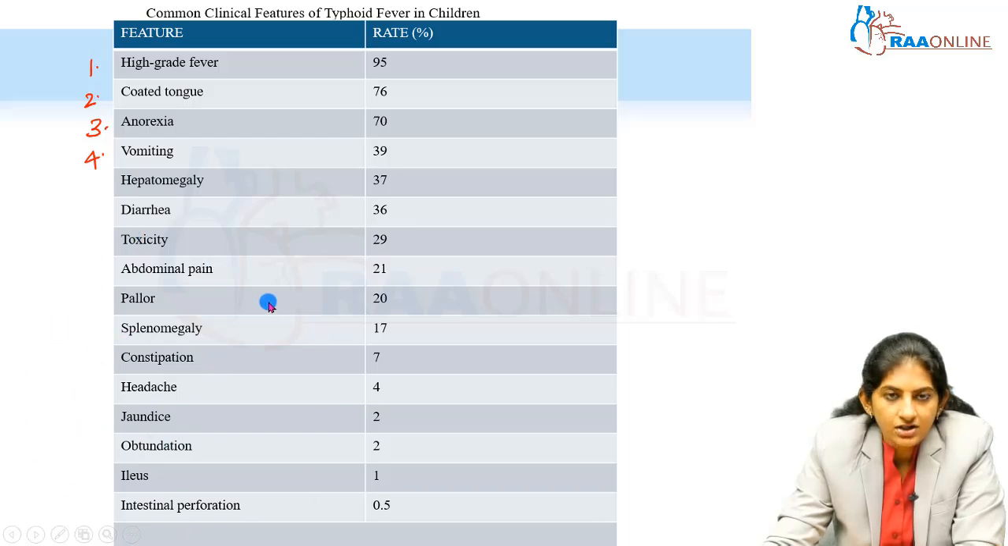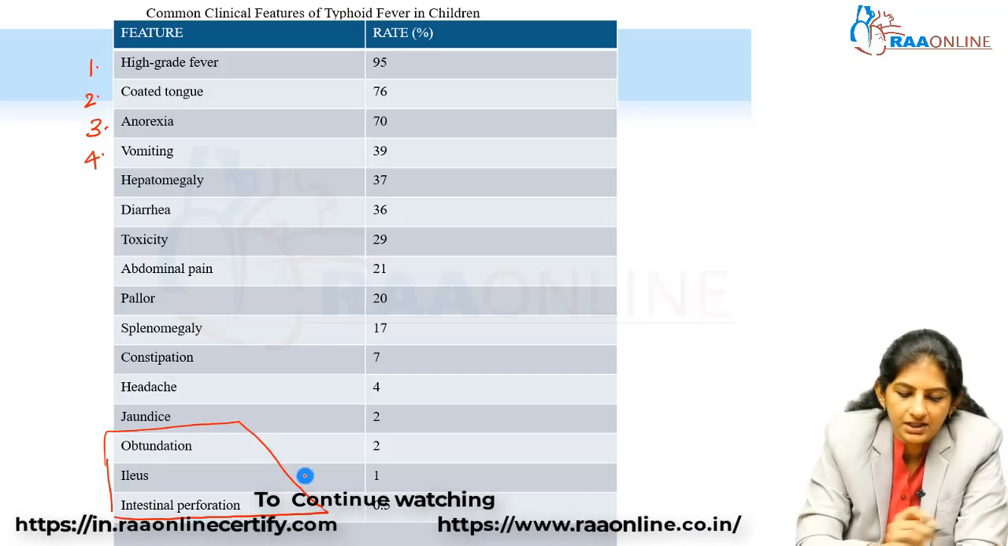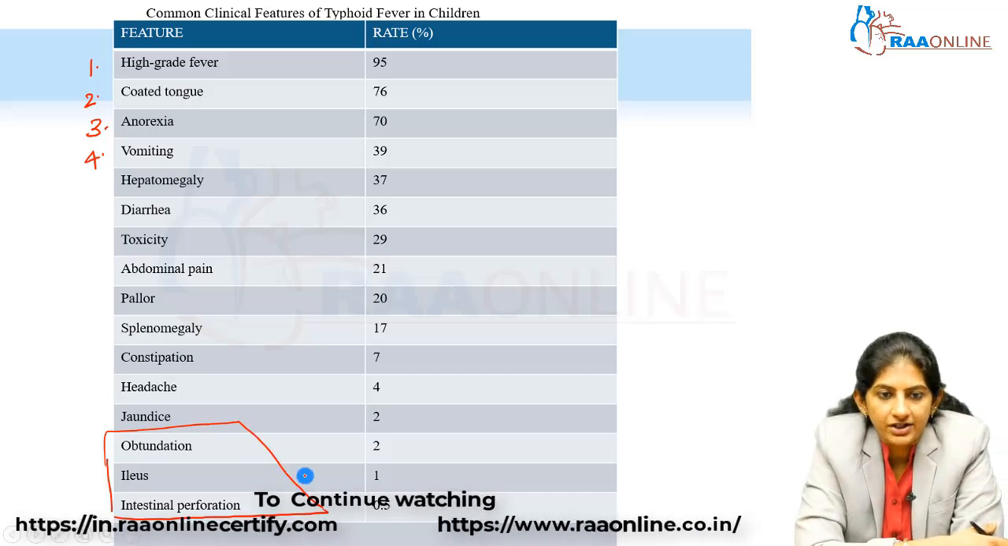headache, jaundice, etc. So apart from these, among the clinical findings, hepatomegaly will be there, splenomegaly will be there, pallor, and the child looks toxic. So these are the common clinical features of typhoid fever. Ileus, obtundation, intestinal perforation are all complications of typhoid fever.